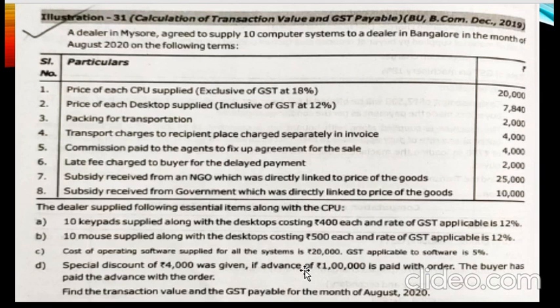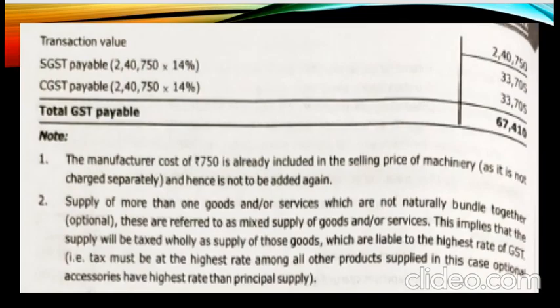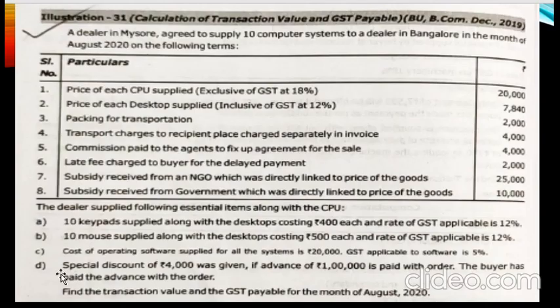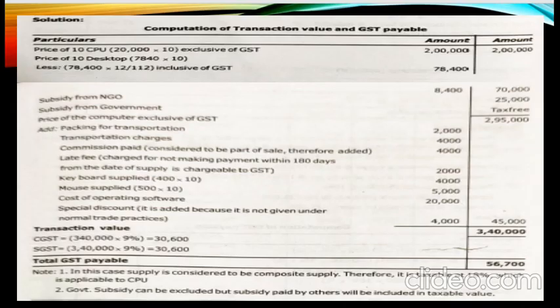Any discount which is made on advances will not be considered as a deduction. It will be added up to the value. So this discount will not be considered as a deduction. It will be added up. So now let us add this discount along with the other expenses. So how much is this discount which is to be added up? Which is 4,000. So 4,000 will be added up as the special discount.